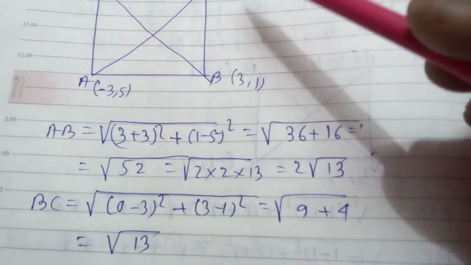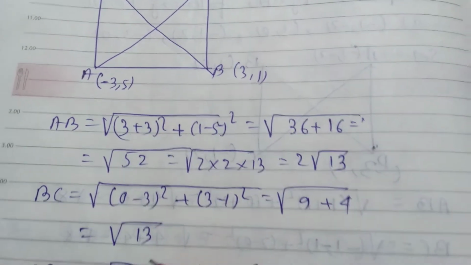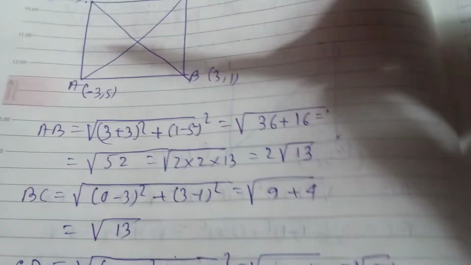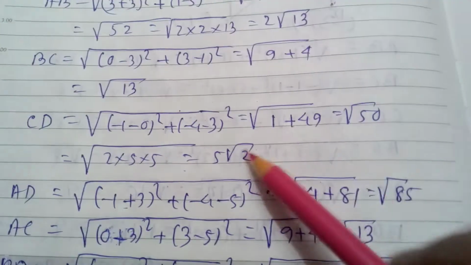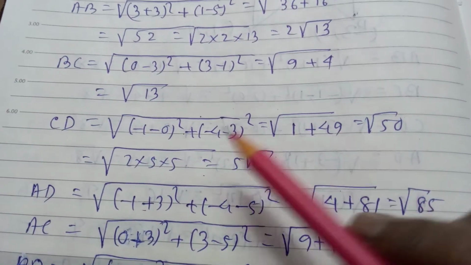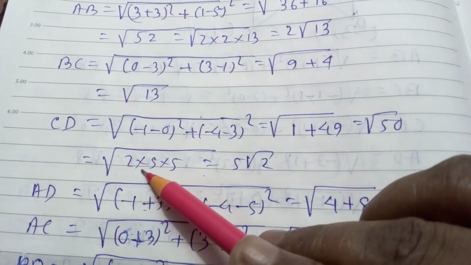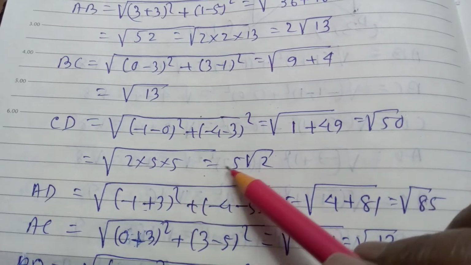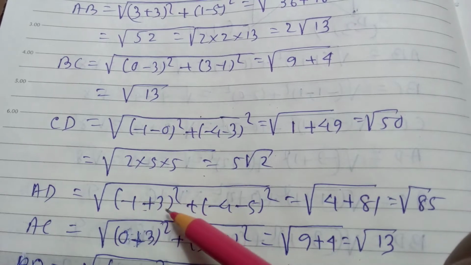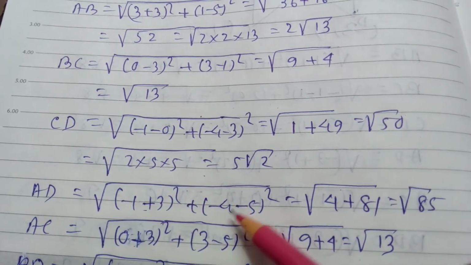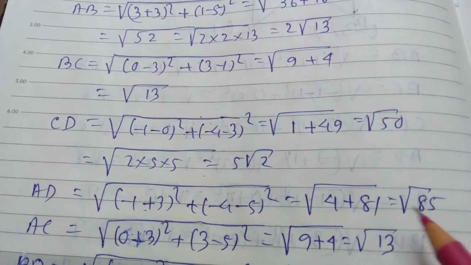And BC equal to 0 minus 3 square plus 3 minus 1 square, that is 9 plus 4, root 13. And CD equal to 1 minus 0 square plus minus 4 minus 3 square, that is 1 plus 49, 7 square, that is 49, equal to root 50, which will be split up as 2 into 5 into 5, 5 root 2. And AD equal to minus 1 plus 3 square plus minus 4 minus 5 square, that is 4 plus 81 equal to root 85.